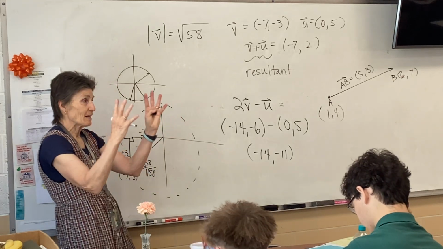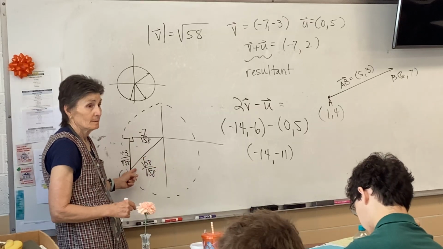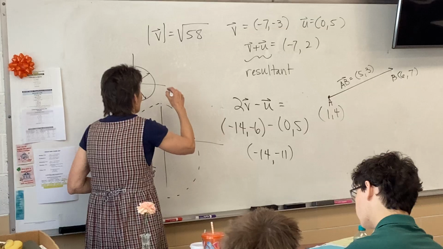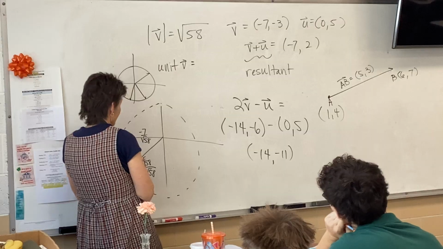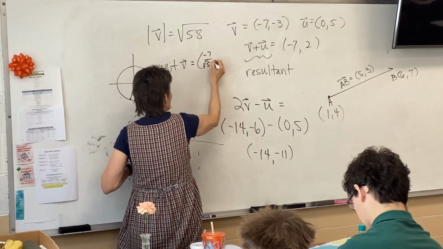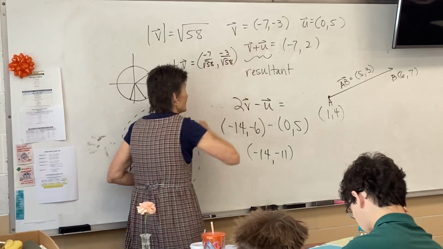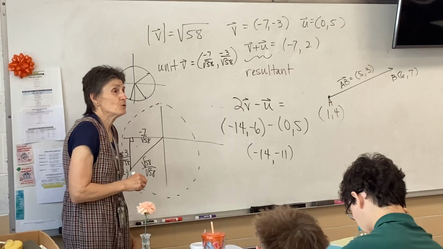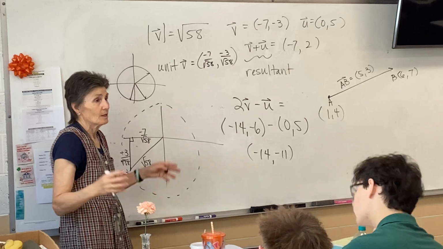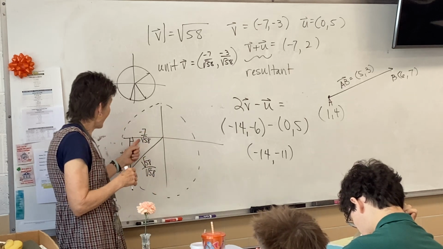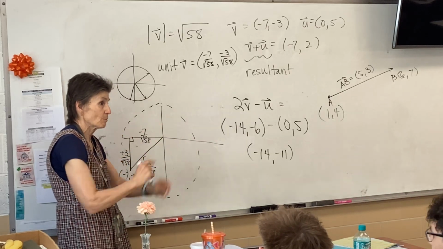And if I divide everything by root 58, now is the length 1? Yep. And what are the two sides? The unit vector for v will be what? Negative 7 over root 58. You don't have to rationalize it. Negative 3 over root 58. That turns the vector into a unit vector. All you do is divide its coordinates by the magnitude, and that just shrinks it right down.